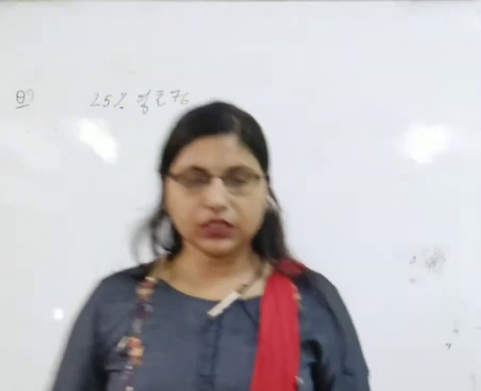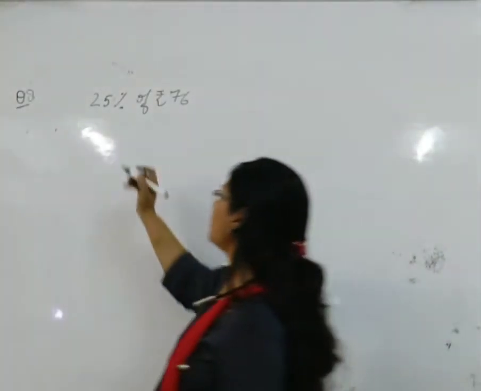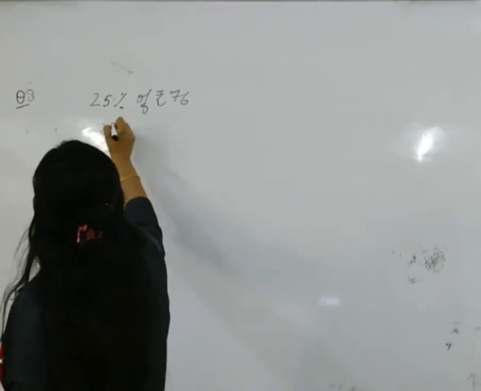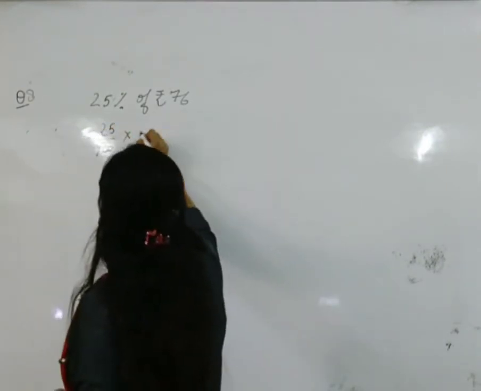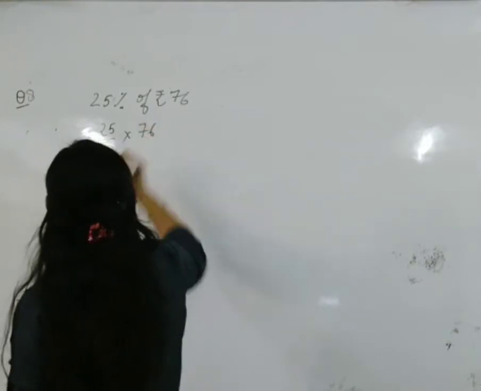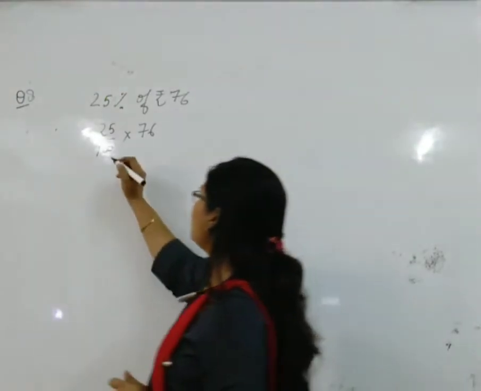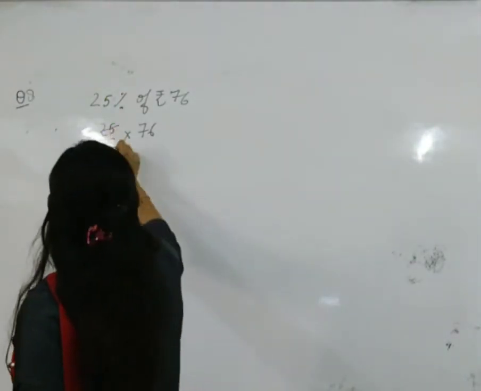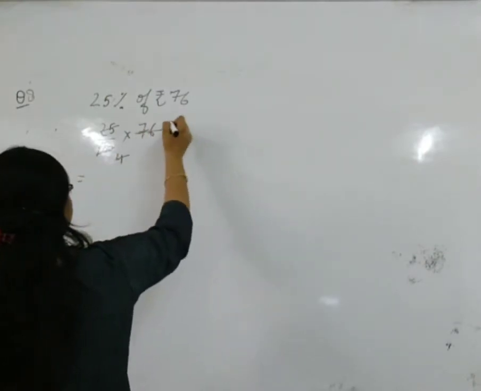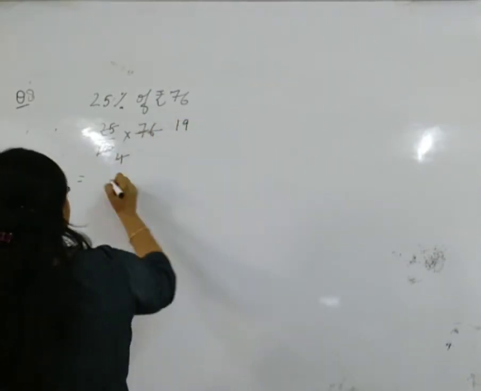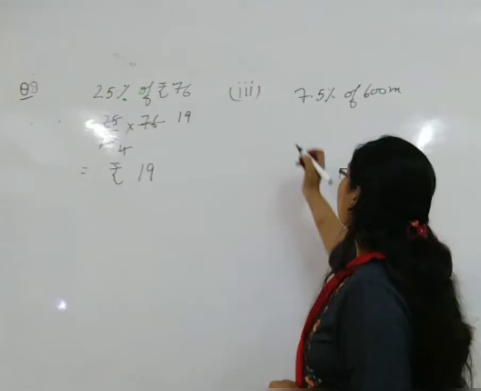Clear? So 25% of rupees 76. So we will write 25 upon 100 multiply rupees 76, we will write here 76. Unit we will write in answer. So now let us solve it. We will get here 4, and then these will be cancelled. We will get 90. So the answer is rupees 90. Clear? Third part.